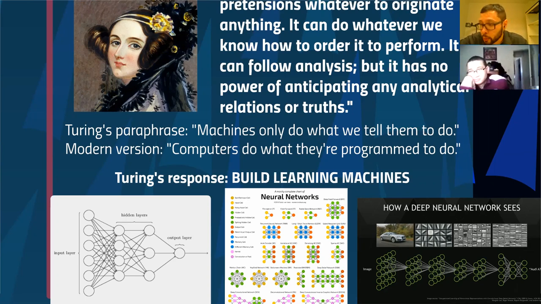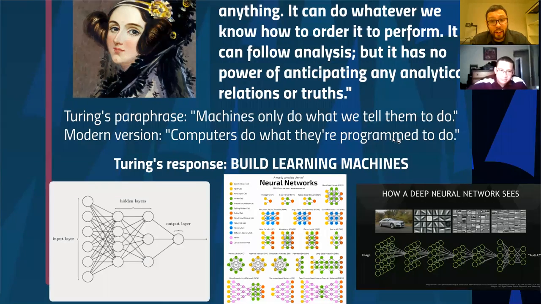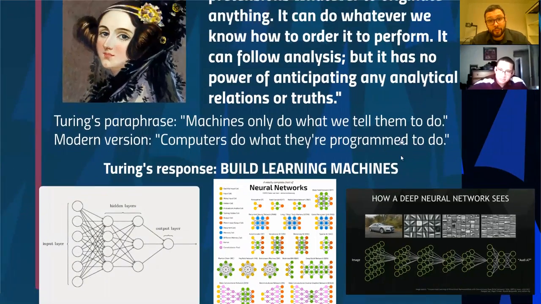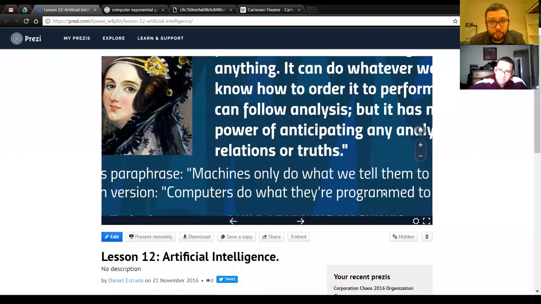So Turing says, if we can build machines that can learn to do things on their own, then they escape Lovelace's objection. A machine that learns how to do something on its own isn't just doing what it's programmed to do, but is doing what it's learned to do. And that learning is a result of its own history.